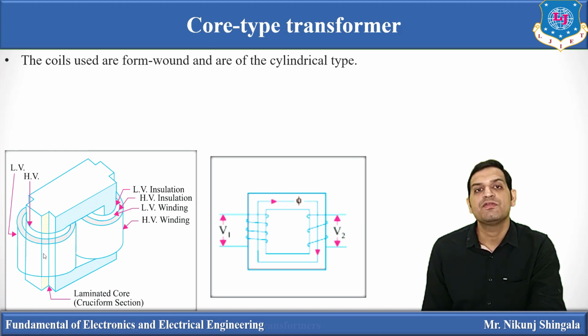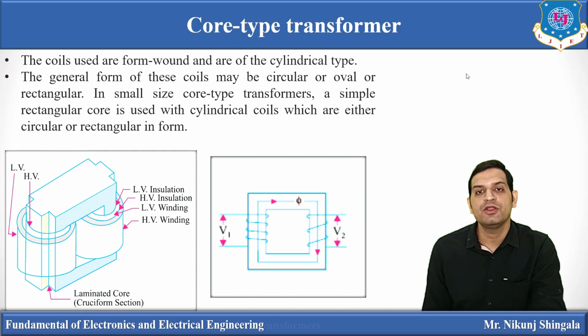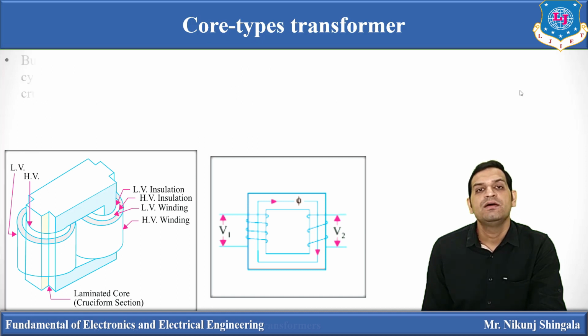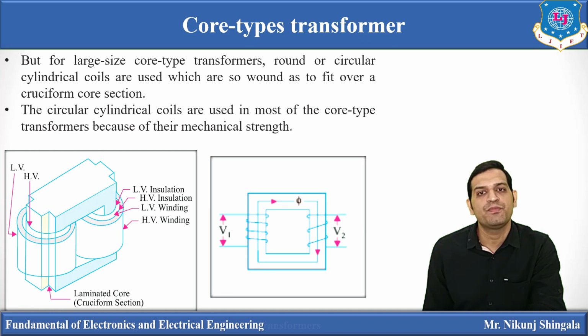Now here the windings used are in the form of cylindrical type or wound type. The general form of these coils may be circular or oval or rectangular. In a small size core type transformer, a rectangular core is used and the winding may be cylindrical or in rectangular form, you can see here. And for large size transformers, for high voltage transformers, round or circular cylindrical coils are used, because circular cylindrical coils provide the mechanical strength. That's why it is used in most core type transformers.